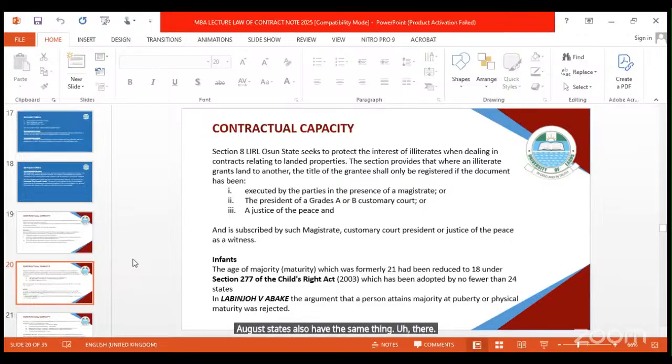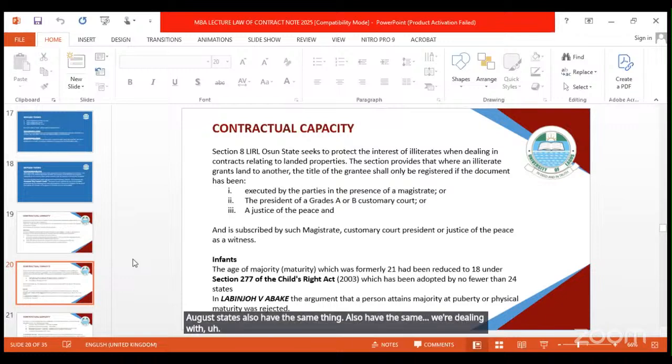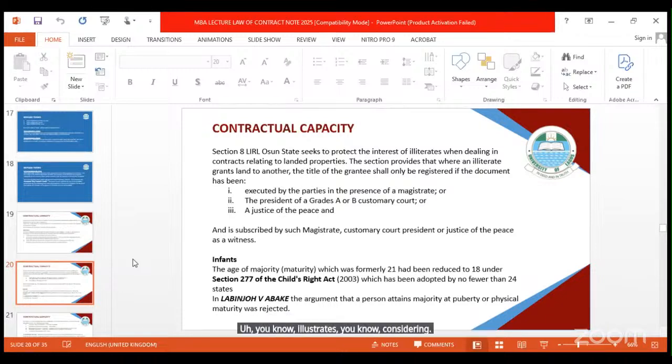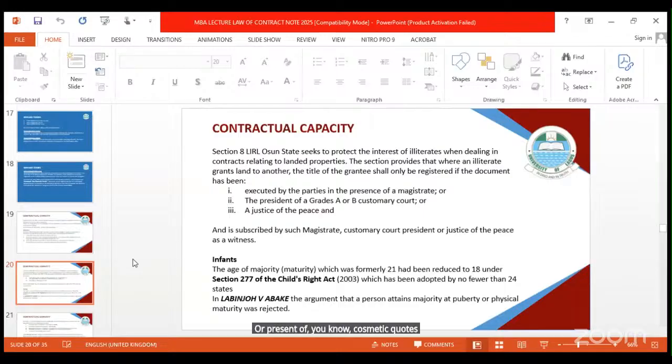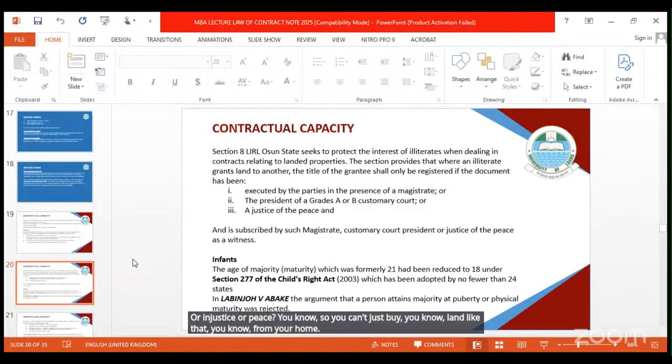Ogun State also has the same thing when dealing with illiterates concerning landed property. That is for where it's land. It means that an illiterate cannot sell land to you in Ogun State unless that contract is signed in the presence of a magistrate, or a customary court grade A or grade B, or a justice of the peace. So you can't just buy land like that in Ogun State. Many other states have the same rules.